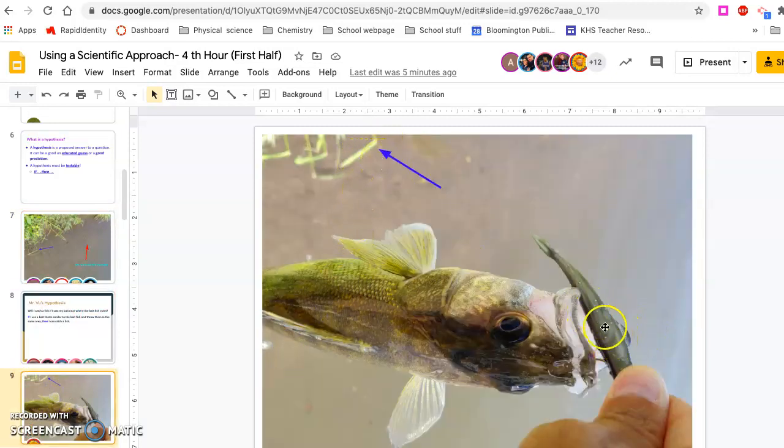So this is the same area. Do you see my bait? It looks kind of like a skinny little fish, right? Do you see that? And because it was sunny, I picked a bait that had a couple gold flecks in it to imitate fish scale. So I caught a walleye about 3 minutes later.